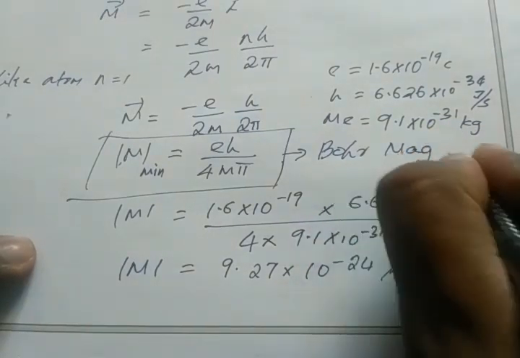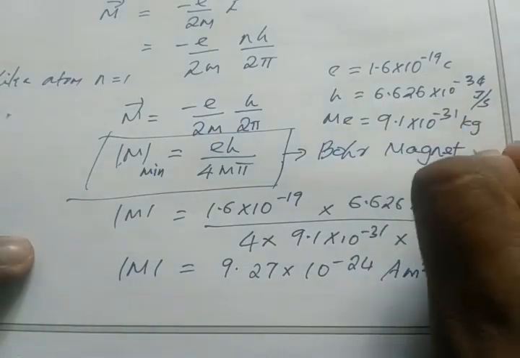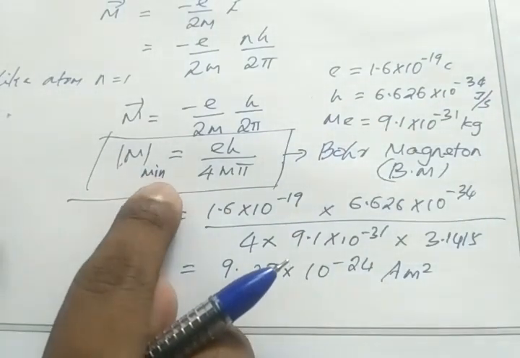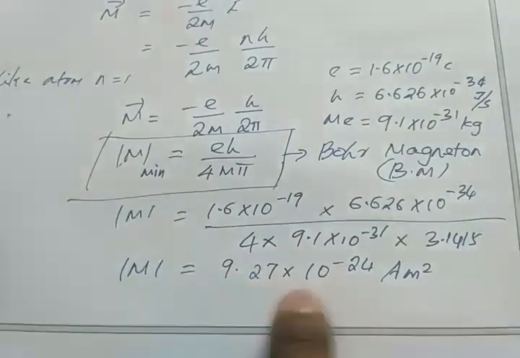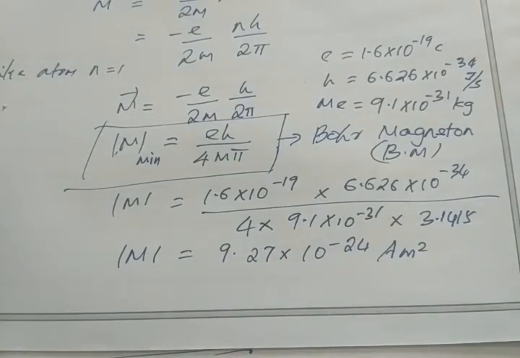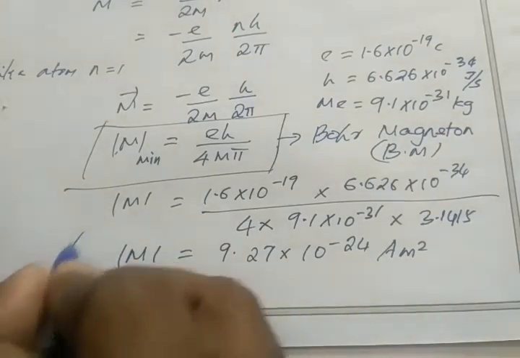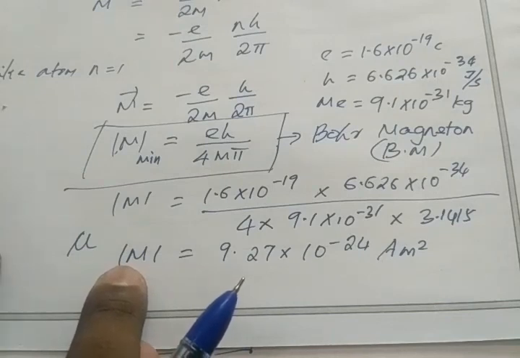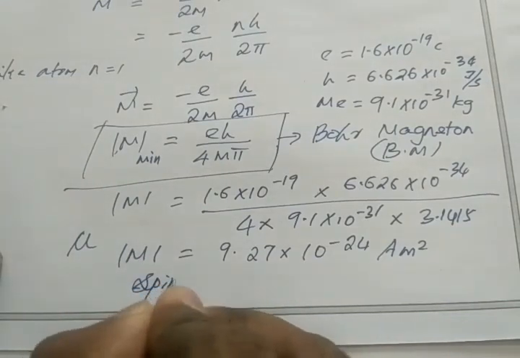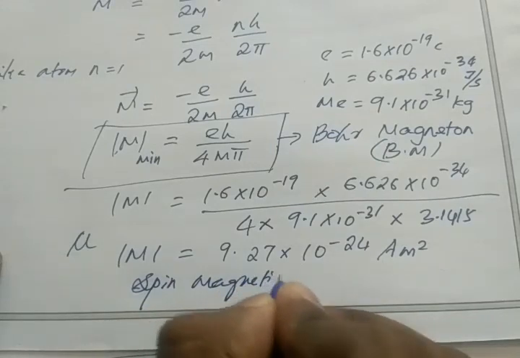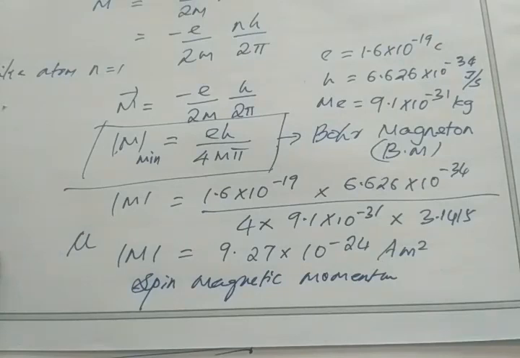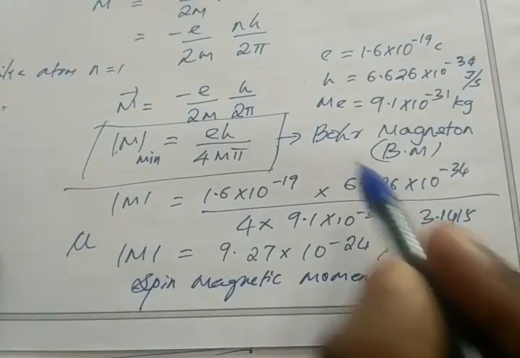This term is known as Bohr magneton or BM. This is the equation for Bohr magneton. For the minimum value, you get this value, and this value is known as Bohr magneton. In your CBSE book, they give mu instead of this M. So this is also known as spin magnetic momentum. Clear? So remember this term, Bohr magneton.